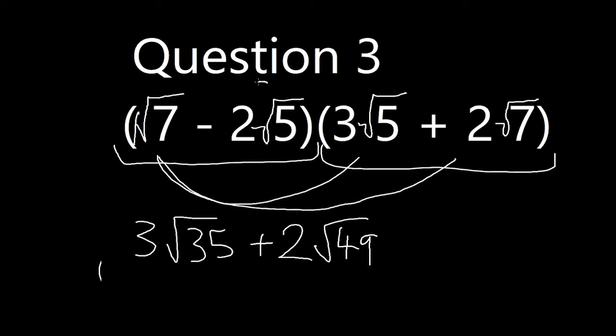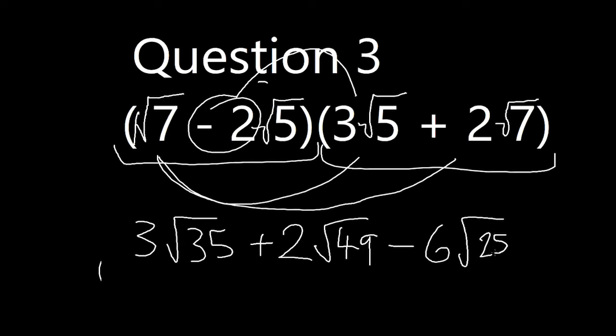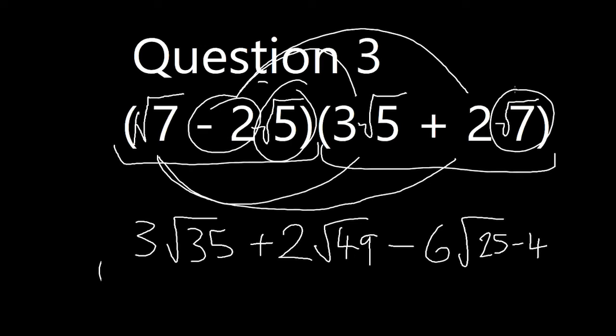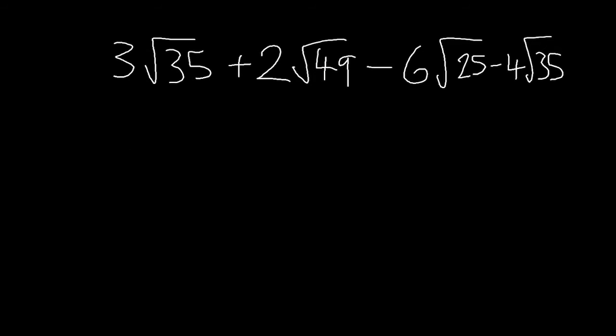Okay, let's get on to this other combination. Now remember, we have a minus 2, so that's going to be important. So we have minus 2 times 3. What's that going to give us? Minus 6, and root 5 times root 5 is root 25. Yes, it's familiar. We'll fix it up later. Now our last combination, minus 2 times 2, is going to give us a minus 4. And we look at our root 5 and root 7, which is going to give us root 35. Okay, so let's clean this up a little bit.